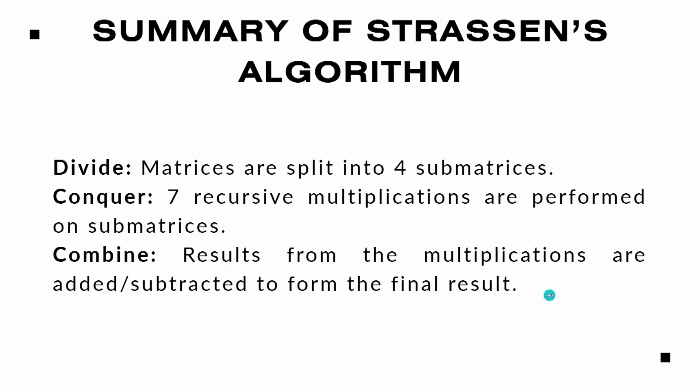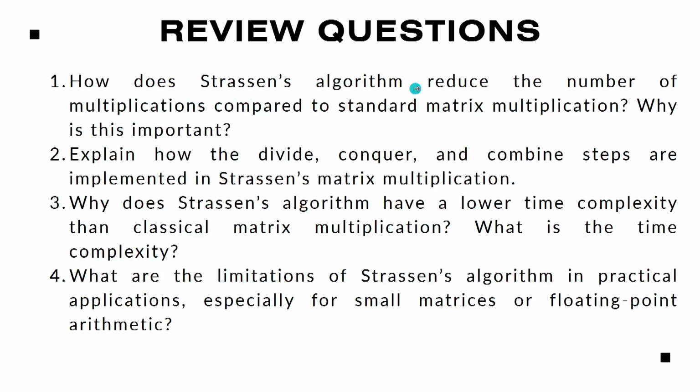So, to summarize what we have seen, this Strassen's algorithm relies on the divide and conquer approach. It splits the original matrix into 4 submatrices, and at the conquer step we are applying 7 recursive multiplications on those submatrices, and finally we are merging up the results to get the final result of matrix multiplication. So, let us now look at some of the review questions to test our understanding of Strassen's approach for matrix multiplication. So, how does this Strassen's algorithm reduce the number of multiplications and why is it important?